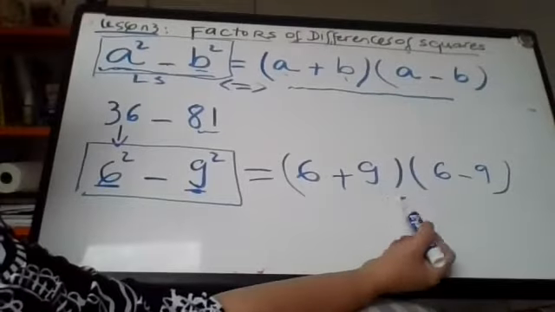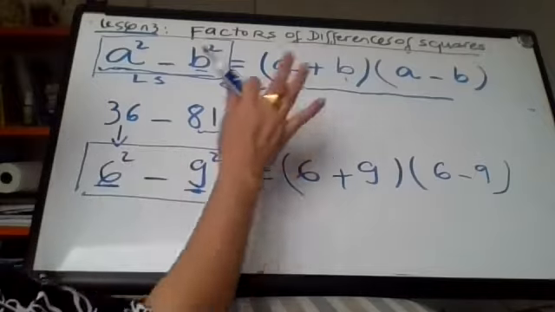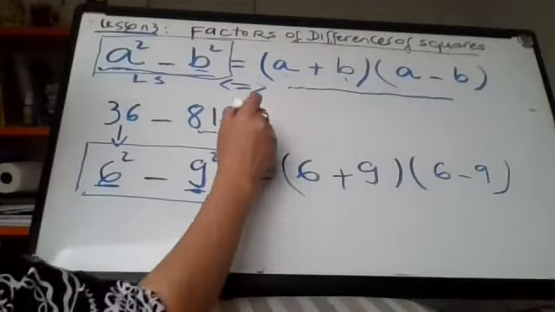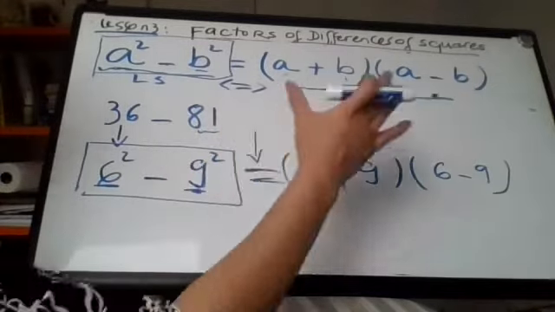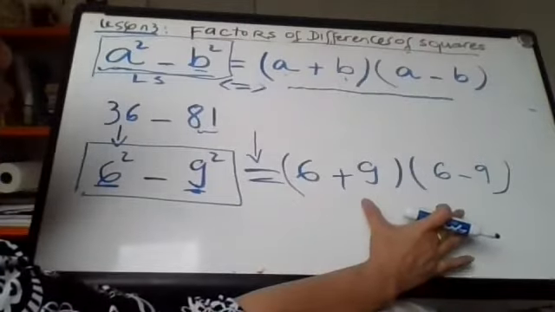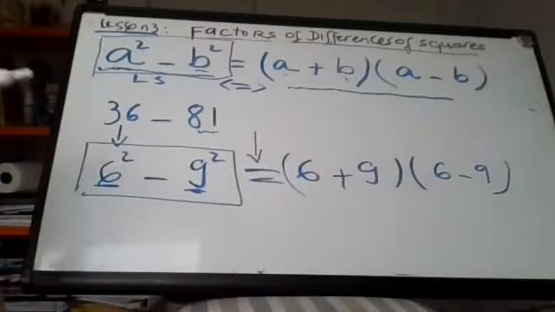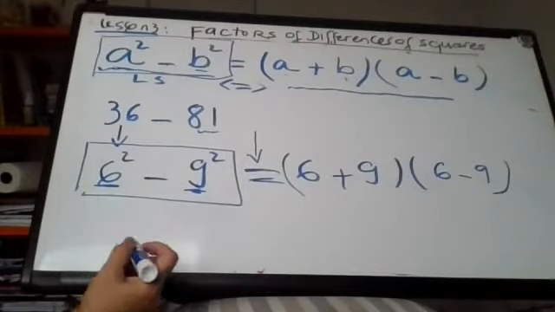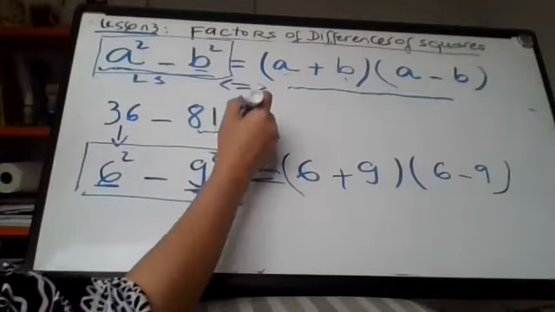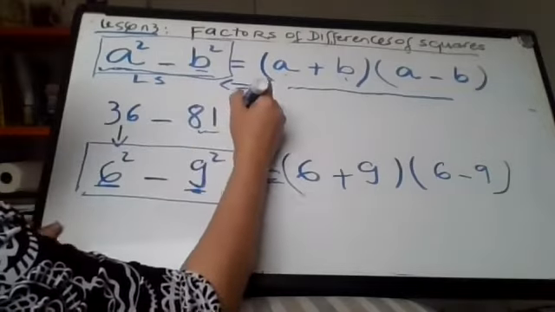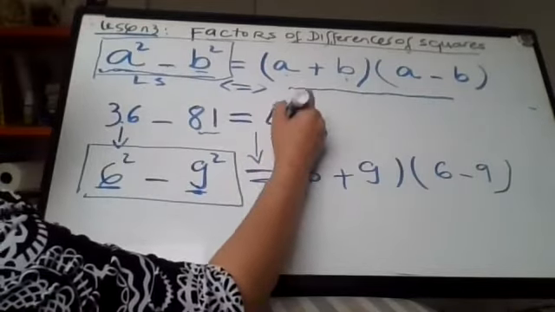Now I will prove to you that the left side of this equation equals the right side, and that's why we have an equal sign here. That's how we factor this expression into two brackets tied together. When we expand, we get back the same. Now let's check. 36 minus 81 is the left side of this equation. If I use 81 minus 36, I get 45.